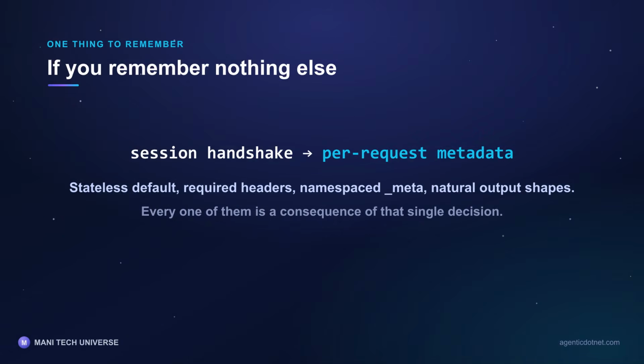If you remember one thing from these 20 minutes, make it this. MCP moved from a session handshake to per request metadata. Stateless servers, the required Mcp-Method and Mcp-Name headers, the namespaced meta keys, the natural output shapes. Every one of those is a consequence of that one decision. Once you see it that way, you can predict what the next revision is going to do, instead of reading the release notes and hoping.